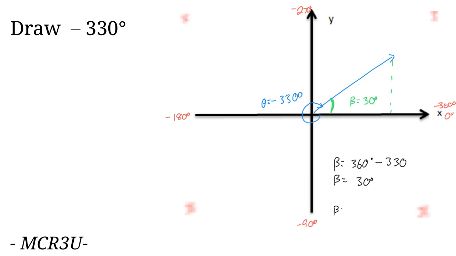But if this makes more sense to you, you can do negative 360 degrees minus a negative 330 degrees, because we're working with negative angles. You're going to get negative 30 degrees. But our beta angle is not equal to negative 30 degrees. Our related acute angle is always a positive angle. So you would just take the positive version of that. So our beta is just 30 degrees.